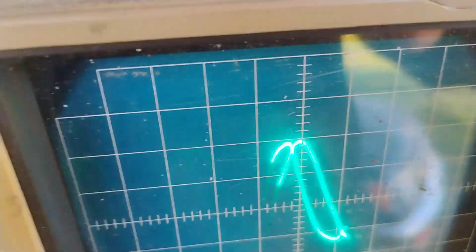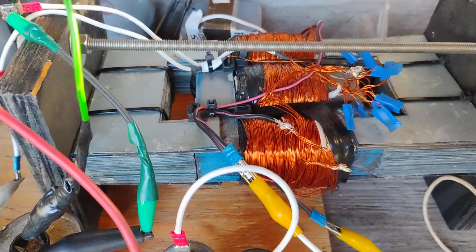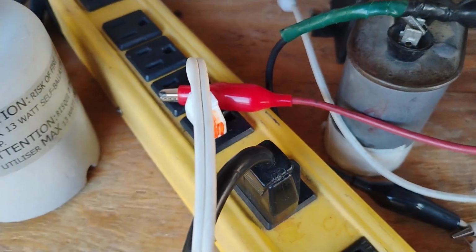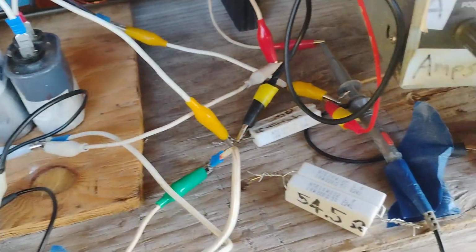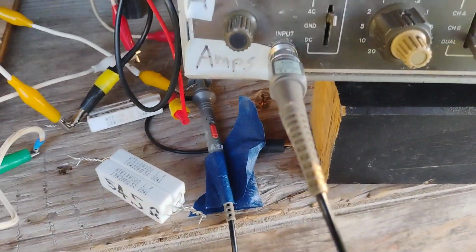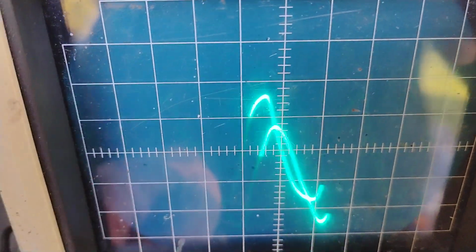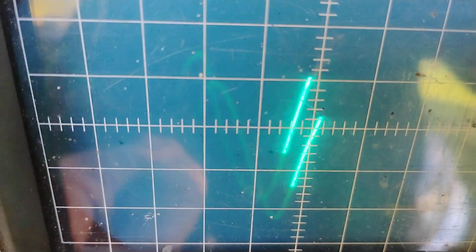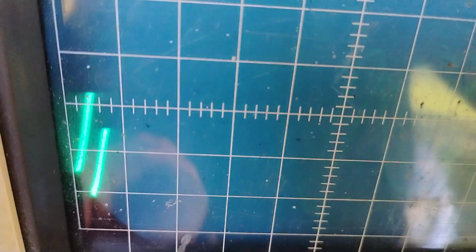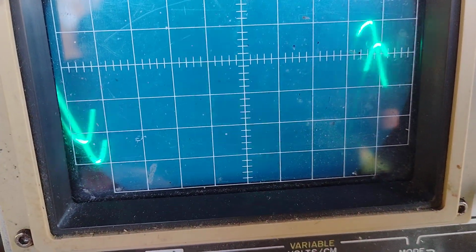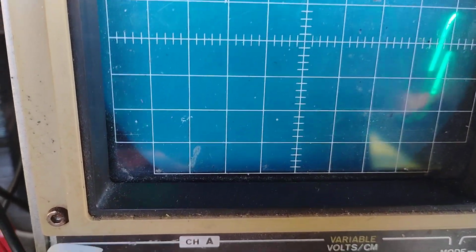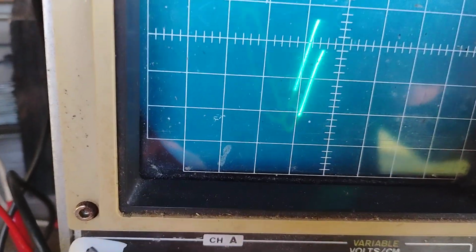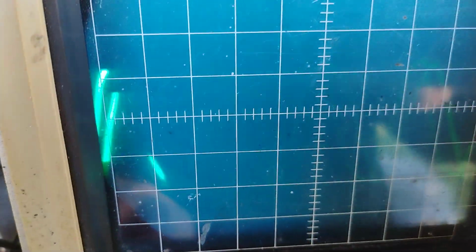Okay. This is the AC input from the grid, and this is the current. It looks like 15, 16, 17. One moment.